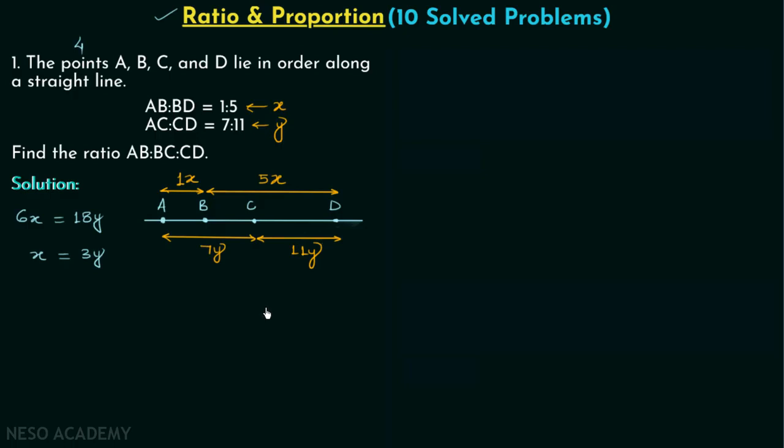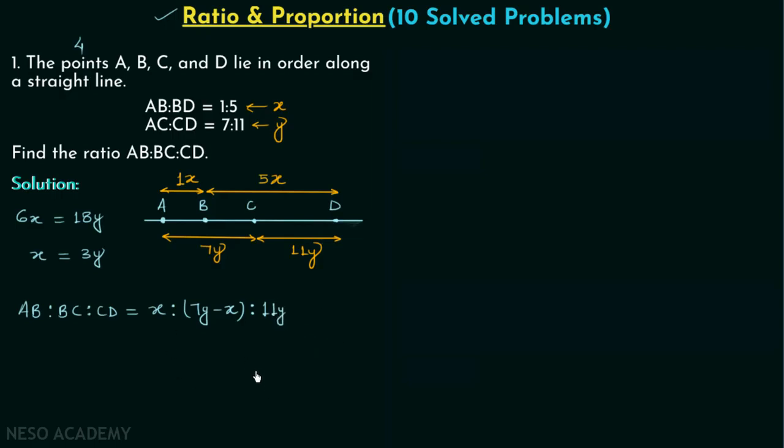Now what do we need to find out? We need to find out AB ratio BC ratio CD. AB is equal to x. BC is equal to 7y minus x, and it is also equal to 5x minus 11y. I will take it as 7y minus x. Moving on to CD, it is equal to 11y.